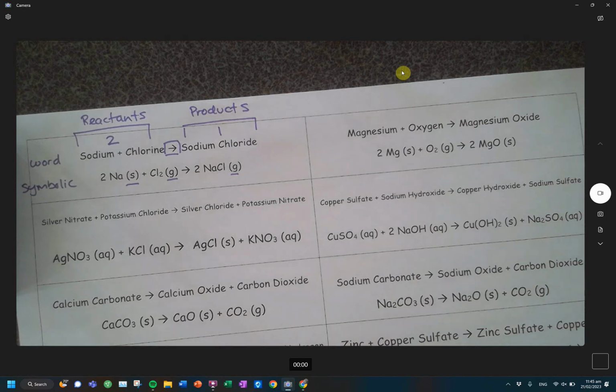Look at your 10 reactions, figure out how you want to group them. I would suggest start by grouping them by number of reactants and products. See if you can find a pattern there, and then look at their states and see if you can find a pattern there too. Okay?